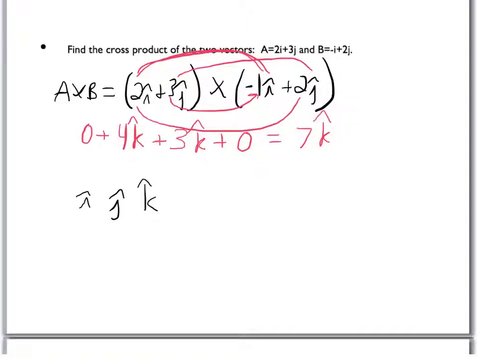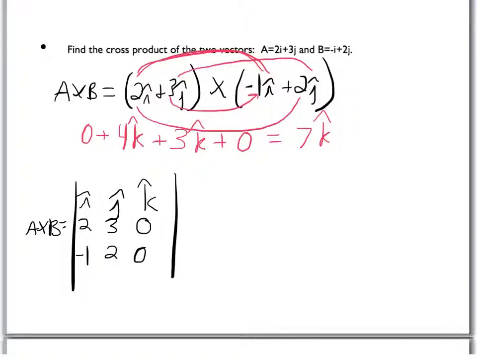Then you start plugging in your values. A is going to go first, so it's A cross B. So A is going into our matrix first, and A is 2 in the I hat, 3 in the J hat, and nothing in the K hat. Now we're going to put in vector B. It was -1 in the I hat, 2 in the J hat, and nothing in the K hat.